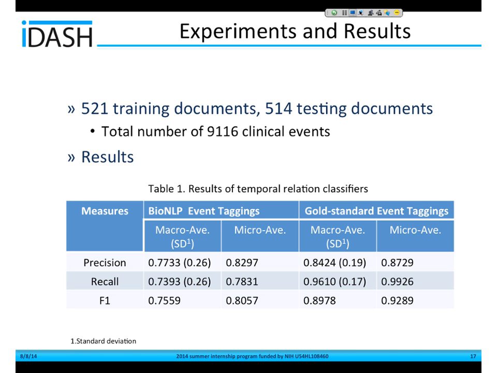Event taggings in this case, as shown in this table, are perfect and the errors are solely due to the temporal relation classifier. So the temporal relation extraction could reach about 90% in F1 measure.